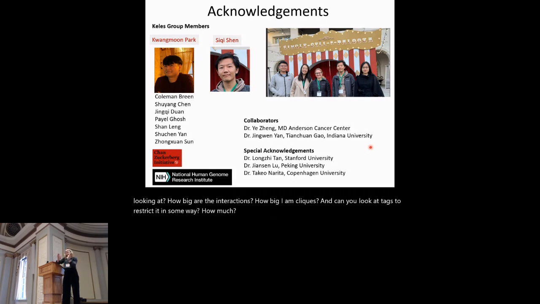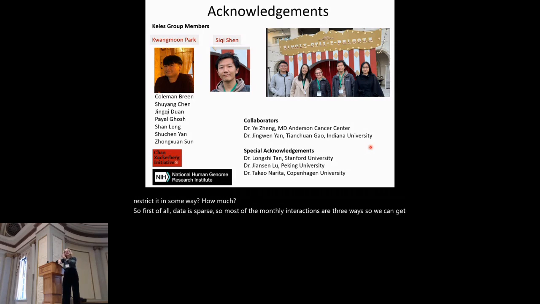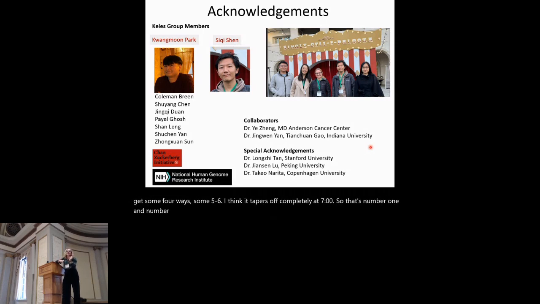So first of all, data is sparse. So most of the multi-way interactions are 3-way. So we can get some 4-way, some 5, 6. I think it tapers off completely at 7. So that's number one. And number two, the best resolution we have now is 10K. So that's actually pretty good.